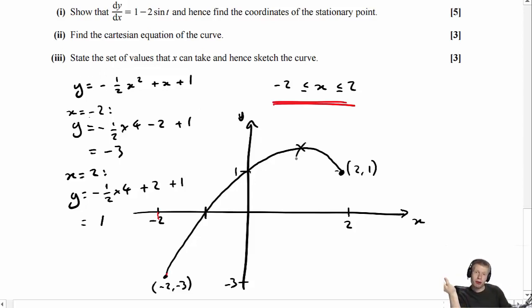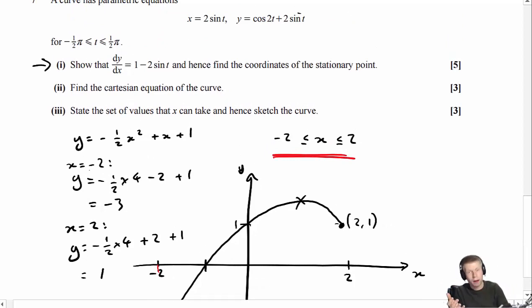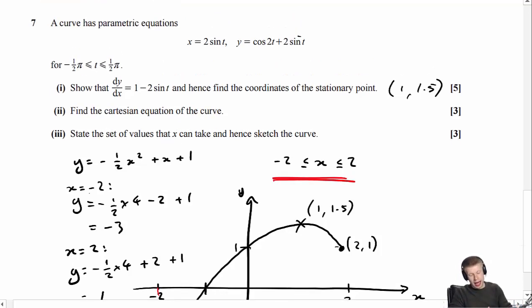What is the turning point of that graph? Well, that turning point is just a stationary point. And if you look back at part 1, we found the stationary point was, I think it was 1, 1.5. Okay, you can go back and check. I haven't got it here. But yeah, you can go back and check, and it should be 1, 1.5. I think that's right.